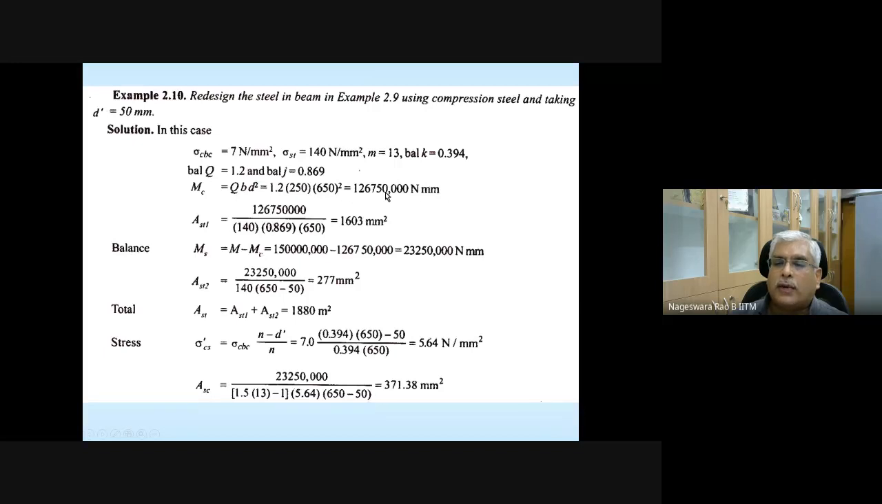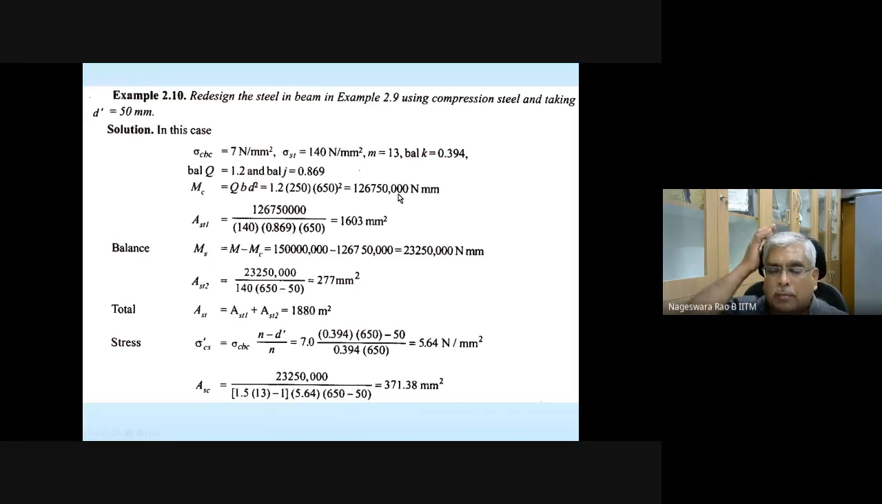And what is the amount of steel for this moment? Moment divided by sigma st multiplied by jd. j is the balanced j, and d, I told you, small d is 650 mm. So please check whether these numerical values are correct or not. So this is the area of steel that is required if it is designed as a balanced section, and this is the moment this balanced section can withstand.